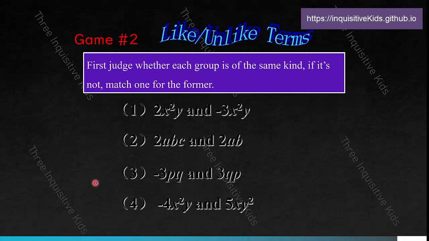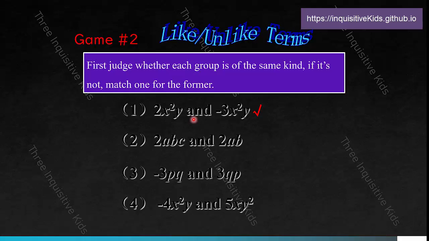So game number 2, and the title is called Like or Unlike Terms. First, judge whether each group is like terms. If it's not, match one for the former. You have to choose and determine whether these pairs are like terms. But if they're not, you have to create a like term for each of those unlike terms. So what did you get? The first one, 2x squared y and negative 3x squared y. They're definitely like terms because their variable parts are exactly the same.